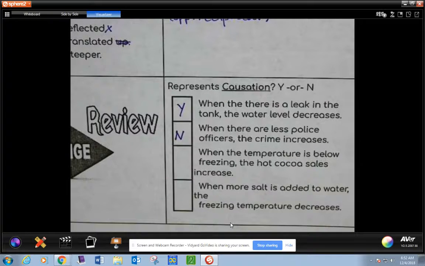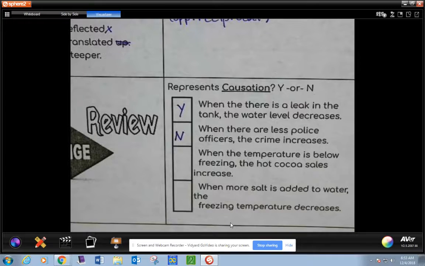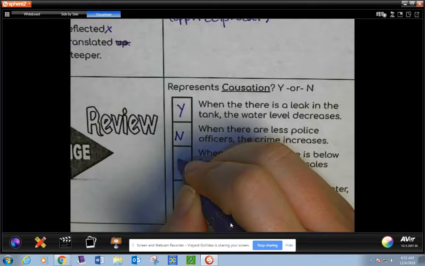Okay, for the next one, when the temperature is below freezing, the hot cocoa sales increase. Well, if you're anything like me, I can drink hot chocolate in the middle of summer. So this is definitely not true. Just because it's cold doesn't mean hot chocolate sales are going to increase. Some people drink coffee, some people drink other stuff. So this is not the only factor of why hot chocolate would increase. So this is not causation.